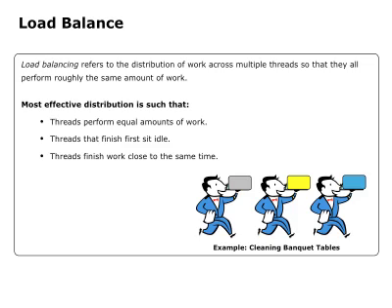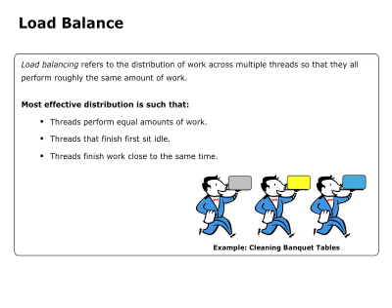Load balance. Intuitively, you know that once you have multiple workers, multiple cores, you want to balance the workload. You don't want to overload one processor while letting the other processors idle. The more balanced the work, the higher efficiency you have. So the goal is to distribute the work across multiple threads so that they all perform roughly the same amount of work.